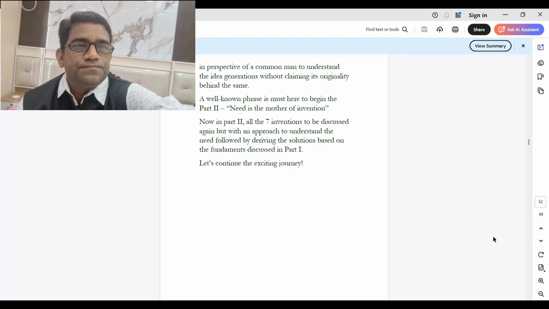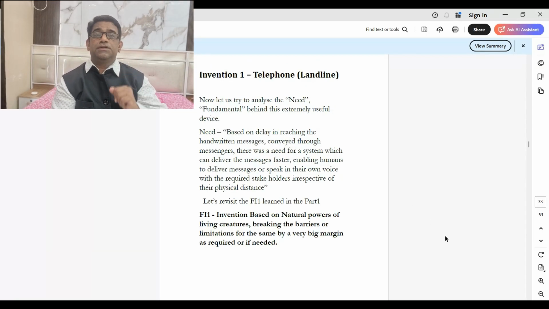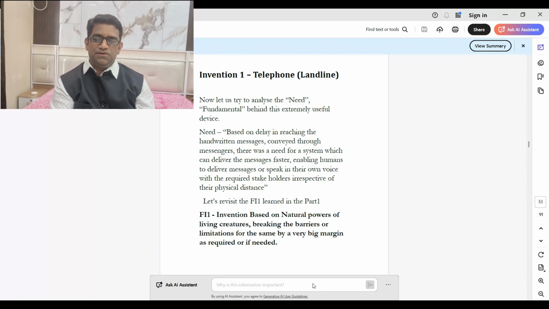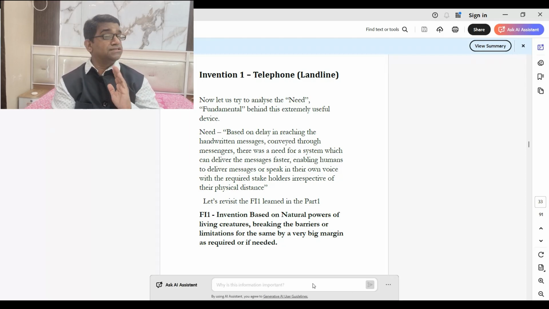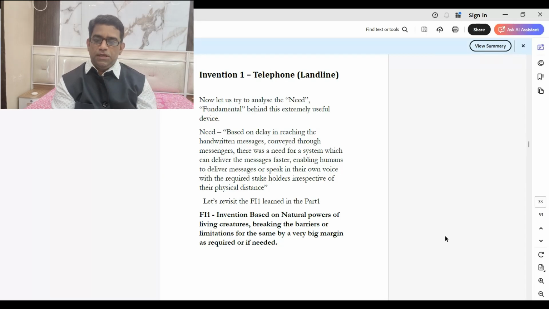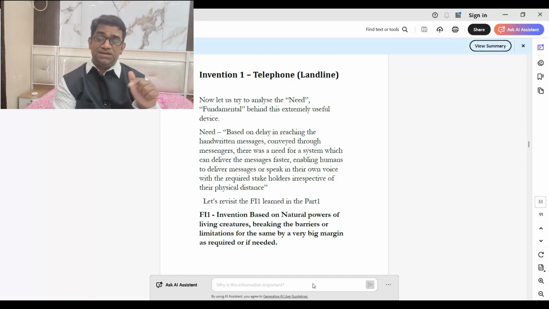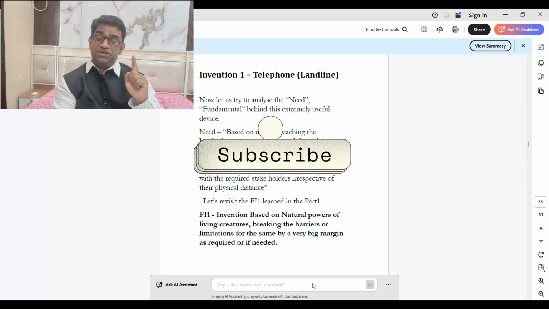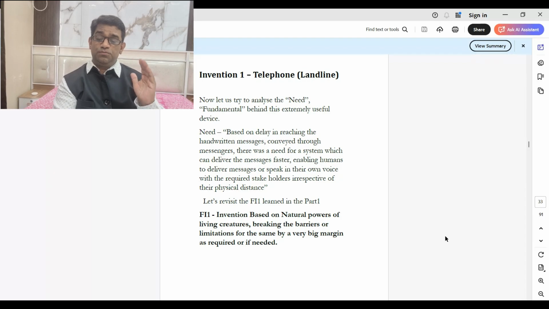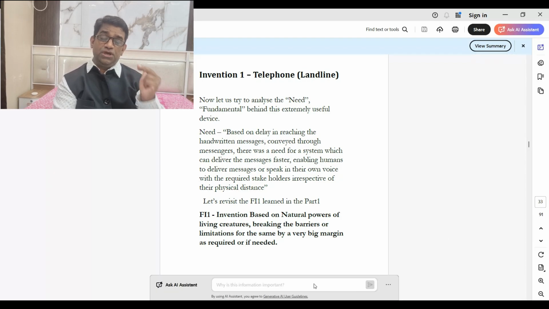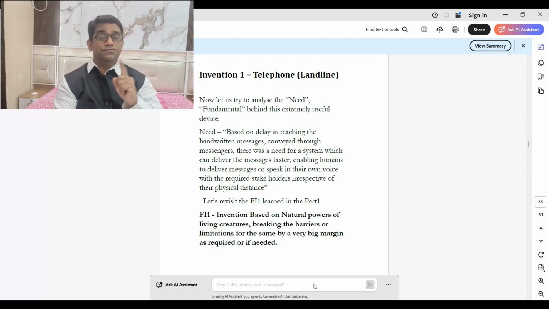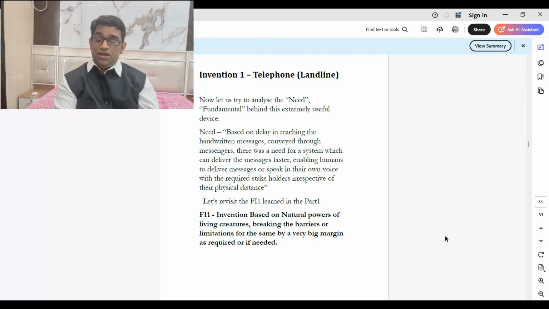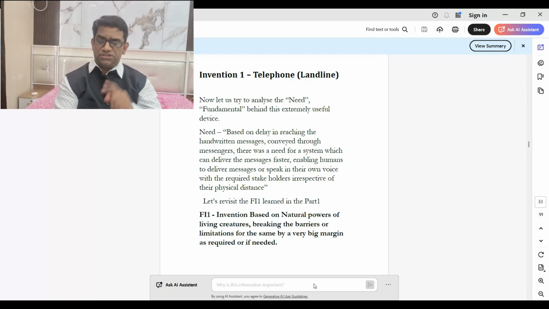Here we go. Let's discuss invention number 1, the telephone, the landline. Now let's try to analyze the need fundamental behind this extremely useful device. Need: based on the delay in reaching handwritten messages conveyed through messengers, there was a need for a system which can deliver messages faster, enabling humans to deliver messages or speak in their own voice with the required stakeholder irrespective of their physical distance. This was the need.